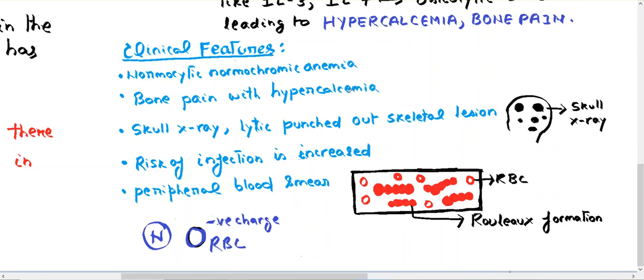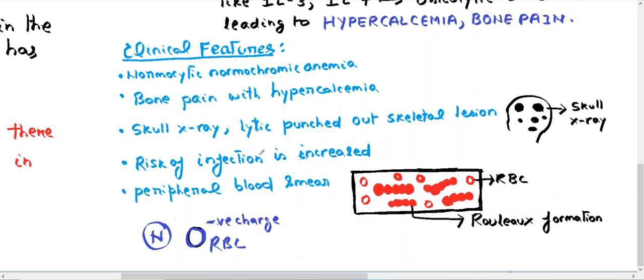And as we already discussed, when the calcium is released from the bone, the patient will complain of bone pain. And when you do the skull X-ray, you can see that there are lytic lesions. Okay, and in patients with multiple myeloma, the risk of infection is increased.